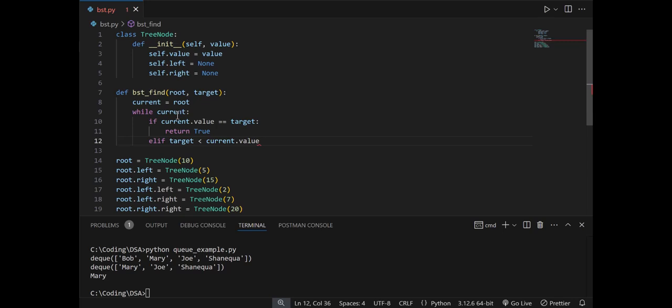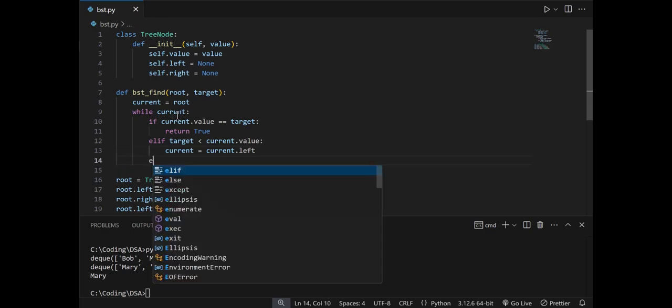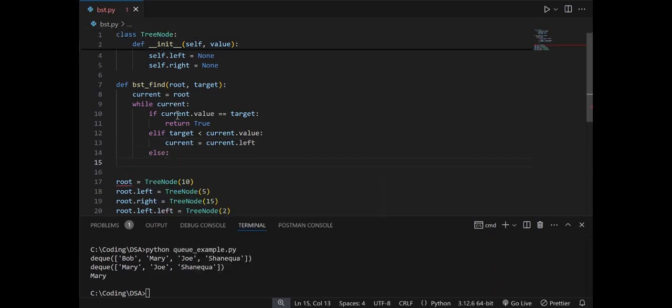So remember, the left child will represent a lesser value, so current is equal to current dot left. So we're basically going to go to the left node. Otherwise, that means that the target is greater than the current value, and so we'll go on the right hand side, current dot right. And this while loop will continue. We'll go down the left hand side if it's less than, we'll go down the right hand side if it's greater than, and if we find it, we'll return True.